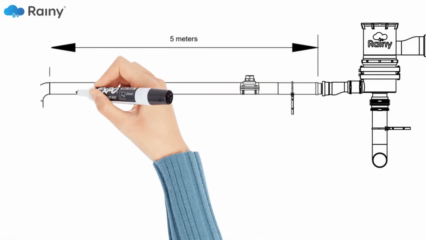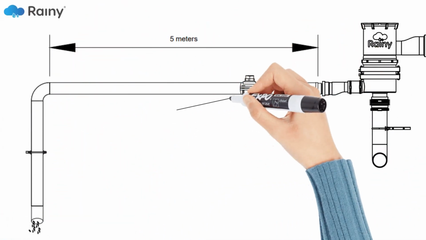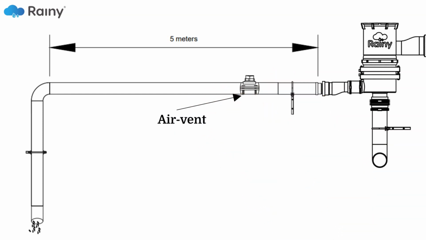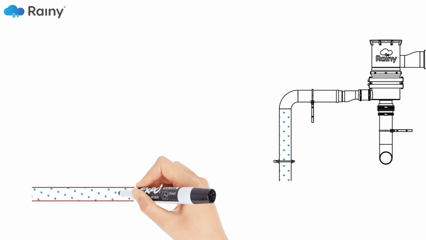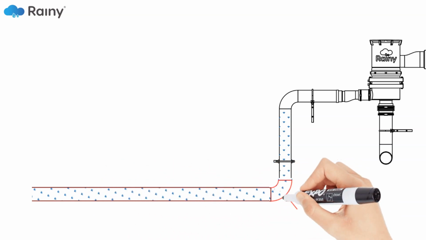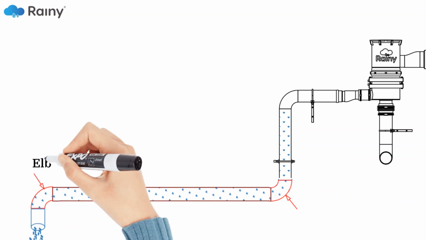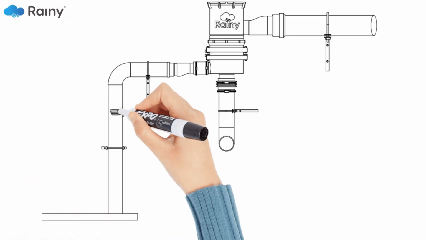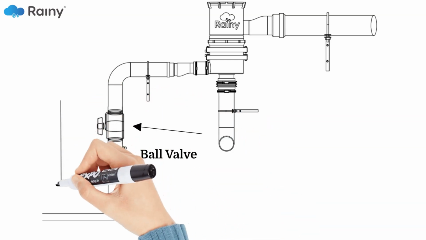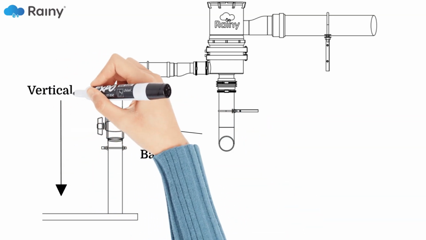In case the clean water inlet is longer than 5 meters, provide an air vent on the pipe to maintain free gravity flow. If the clean water outlet has an extended length, connect it using 2 elbows while maintaining the necessary gradient. If you opt to install a ball valve at the clean water outlet, position it on the vertical pipe.